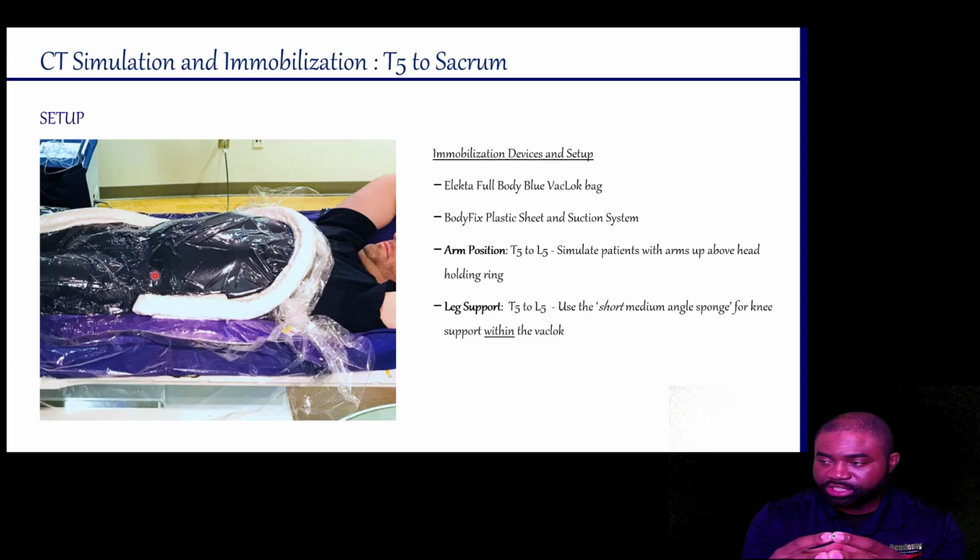Now, from T5 right down to the sacrum, we simulate the patient with a full body Vac-Lok blue bag. We have the plastic shield and the suction system. What you need to keep in mind is that we use a short medium ankle sponge in this particular case, for the patient to be a lot more comfortable. And the same principles apply here as explained before.